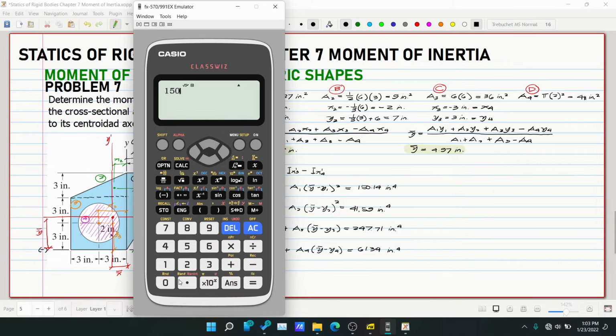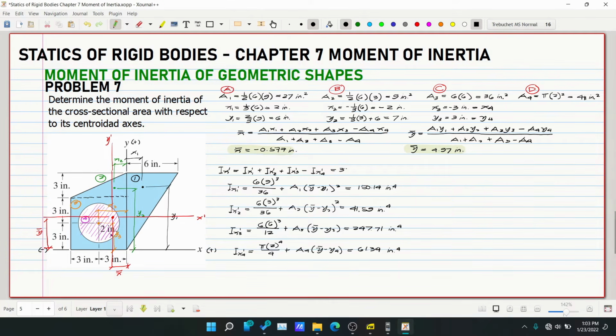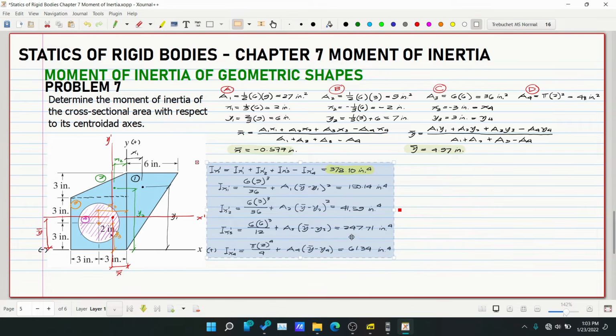Ayan. So, 150.14 plus 41.59, okay, plus 247.71 minus 61.34. So, 378.1 inch to the 4th. Yan. Okay? Ayan na siya. So, siguro usog na lang natin to para mapagkasya natin yung ating Iy prime. So, Iy prime is equivalent to Iy prime 1 plus Iy prime 2 plus Iy prime 3 minus Iy prime 4.